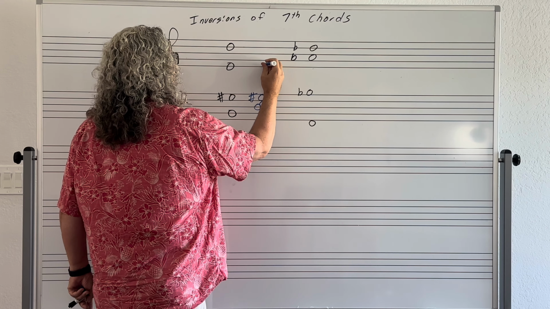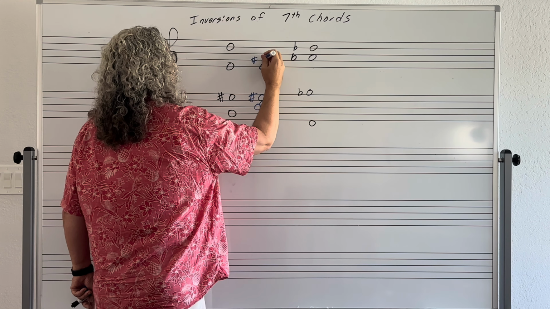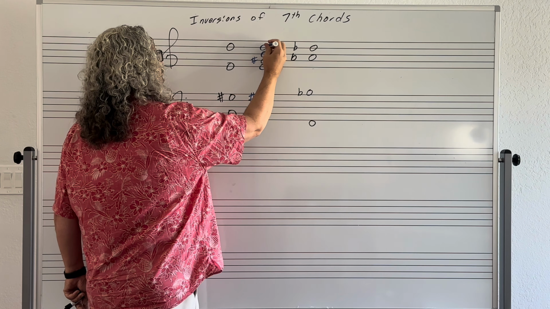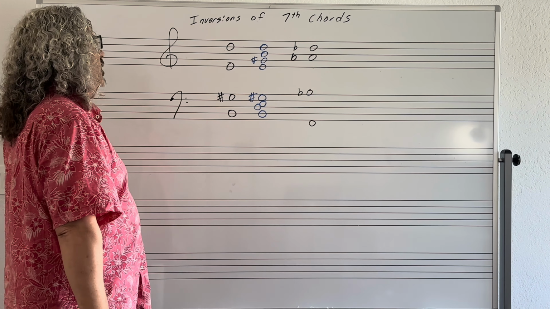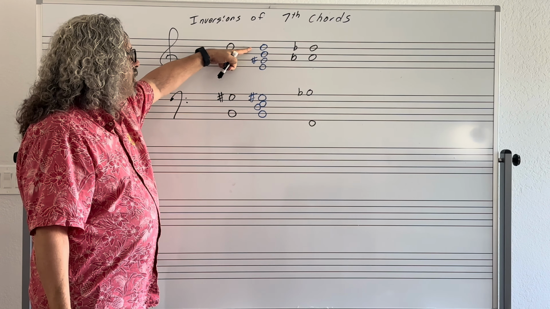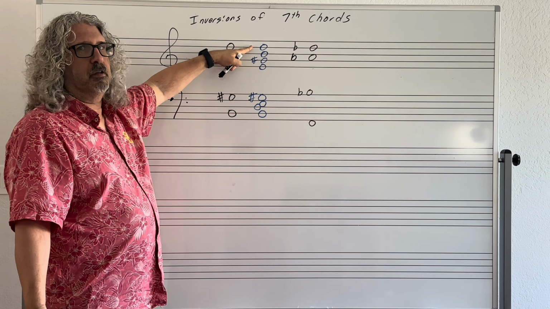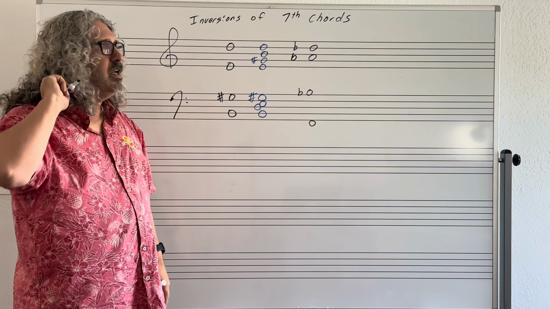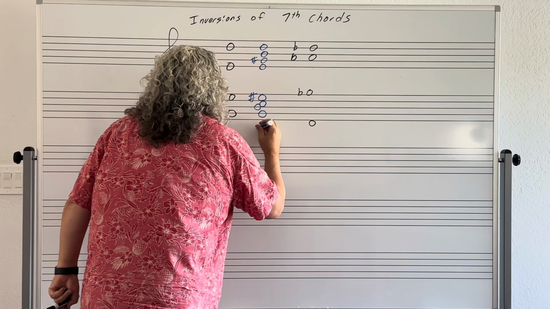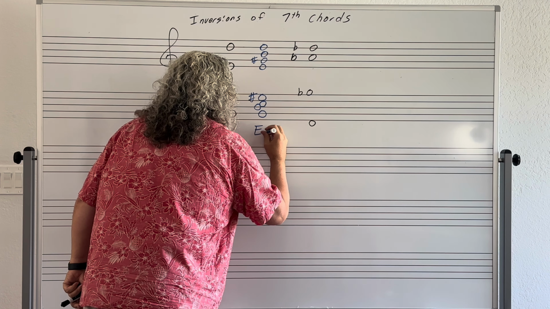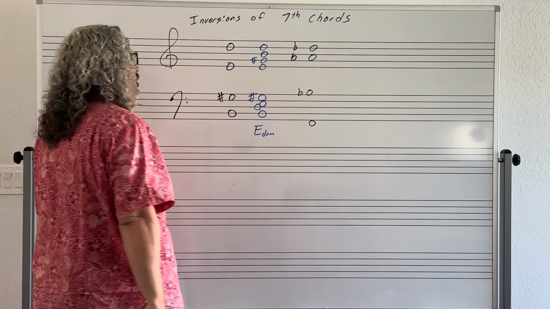I have an E, a G sharp, a B, and a D. Now, I know that E, G sharp, B is major, and D, well in the key of E, it would be a D sharp, but it's going to be a D natural, so that's an E dominant 7 chord. So E dominant, I'll go ahead and write dom right now just to make it very clear.